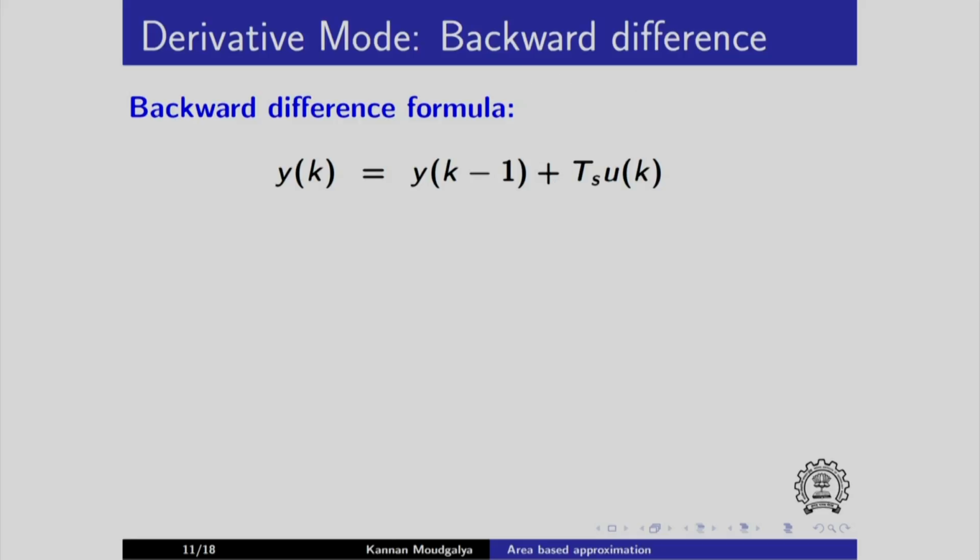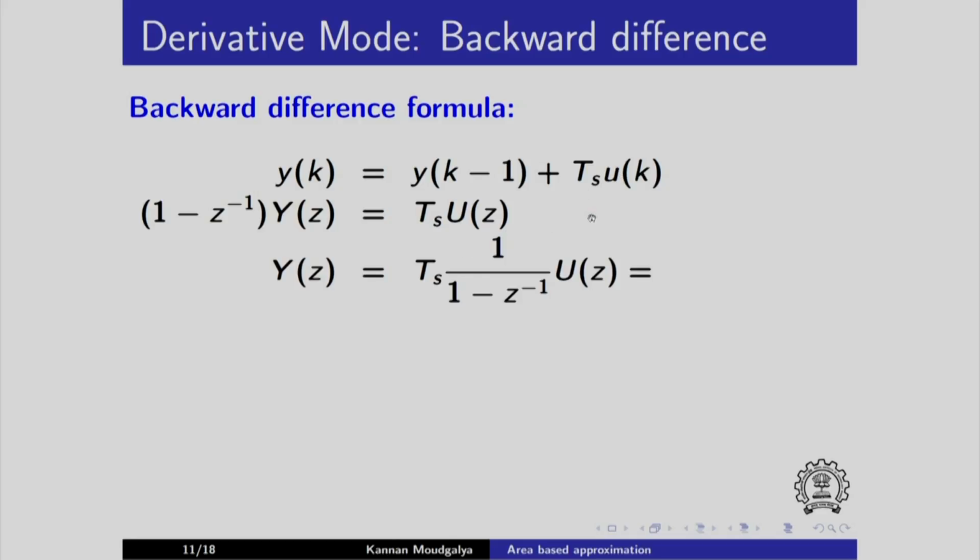We go back to our method to calculate the area. We replace the area that we obtained using trapezoidal approximation with a rectangular approximation. So let us bring this y of k minus 1 to the left hand side. I get this. Similarly, z transform of u, bring it to the right hand side. Simplifying, we get Ts into z over z minus 1 into u of z. So 1 over s has this whole thing.